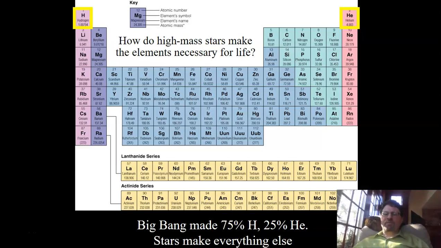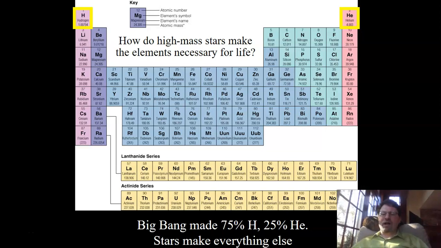Starting with the Big Bang, as I've mentioned before, it generates 75% hydrogen and 25% helium, with only trace amounts of heavier elements than that. So that's a long time ago, before the sun is born, 13.8 billion years ago. And the periodic table is rather boring then. You just have hydrogen and helium and only small amounts of other things.